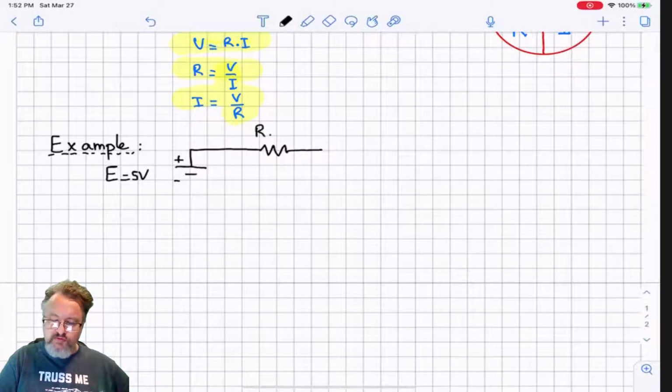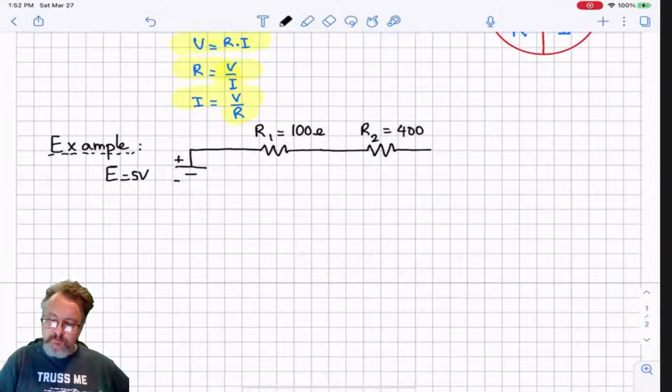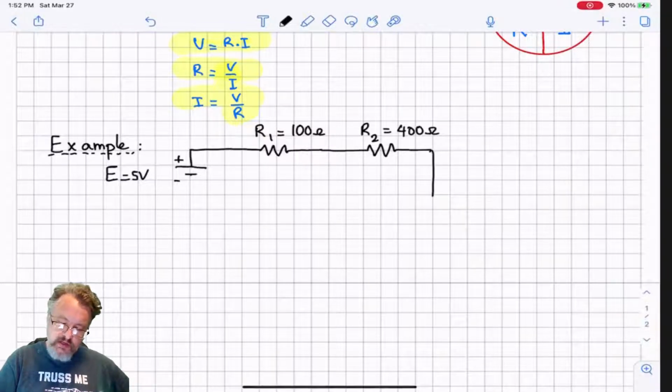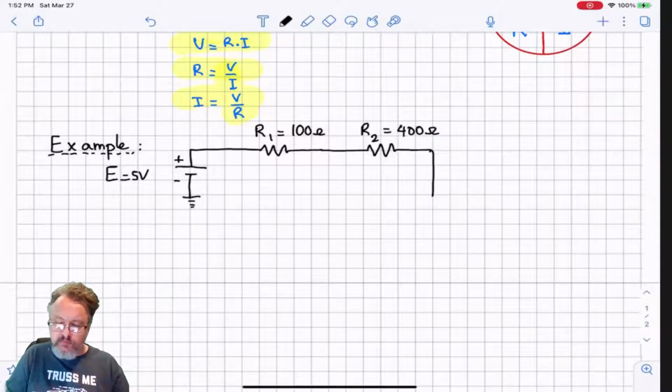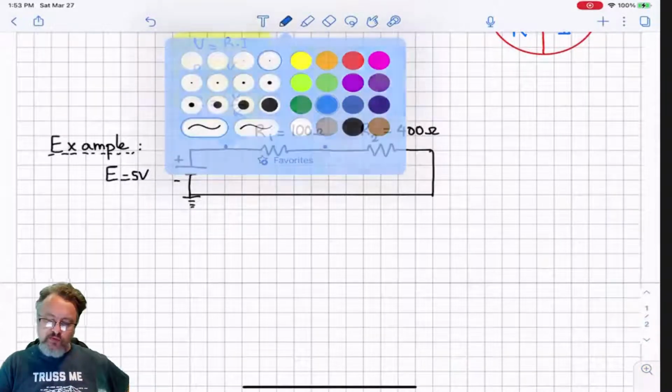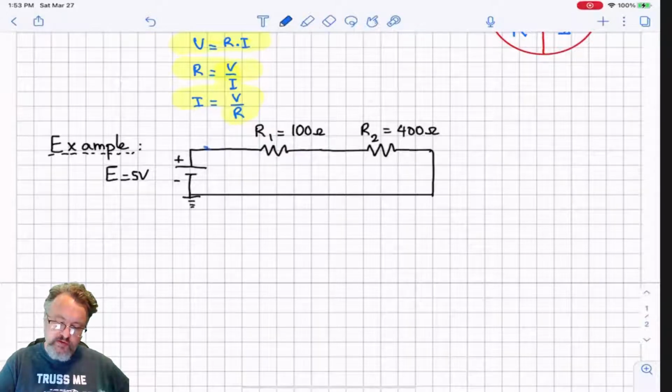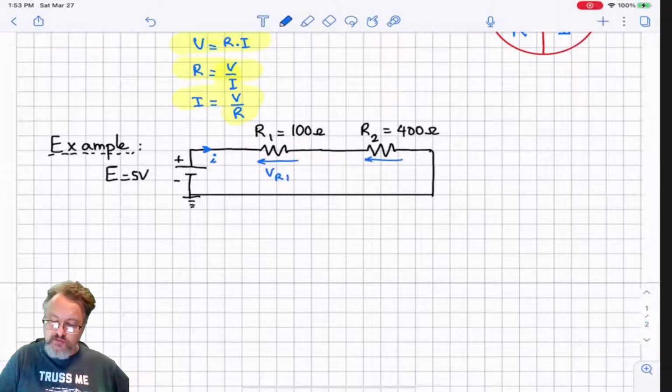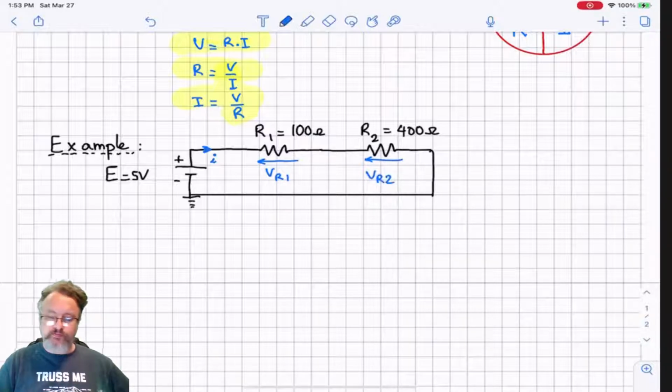Okay, we're going to make more difficult problems later, but for now let's just have R1 equal 100 ohms. Let's have R2 equal 400 ohms. And the current goes back like this. Okay, so what are we looking for? As usual, we're looking for the current right here. Let's label it as I. The voltage drop by this one, we're going to call it VR1. The voltage drop by this one, let's call it VR2.